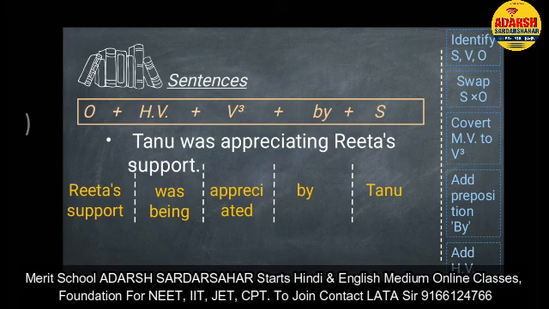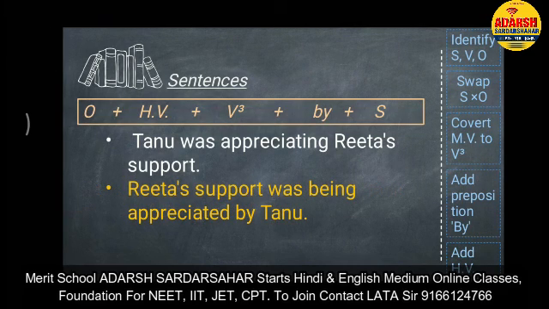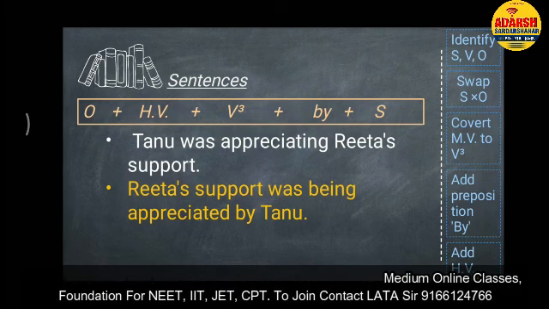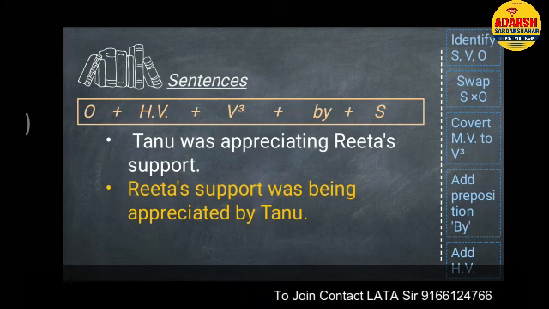Now let's combine our sentence. Rita's support was being appreciated by Tanu. Here we converted our first sentence, which in active is Tanu was appreciating Rita's support, into Rita's support was being appreciated by Tanu. Now let's go towards our second sentence to understand it properly.